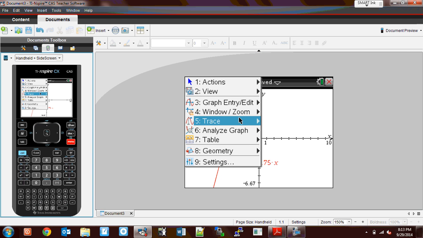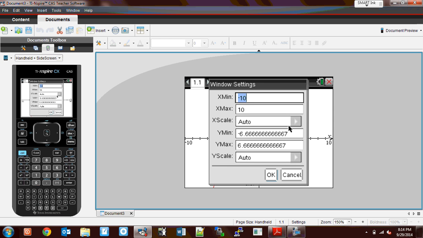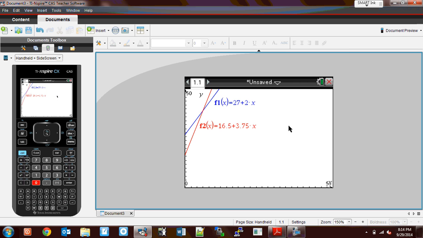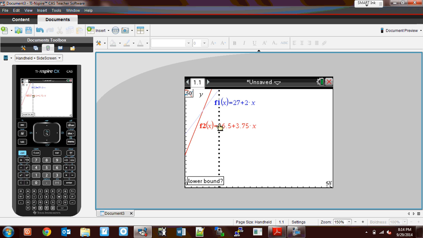So go to Menu, Window Zoom, Window Settings. Let's put this as 0. X max, let's go to 50. Y 0, and for Y max, let's also go to 50. See if that gives it to us. Yep, there's our lovely intersection. So just go to Menu, Analyze Graph, Intersection, Lower, Upper. All right, so 6, 39 is our intersection. Let's write that down.